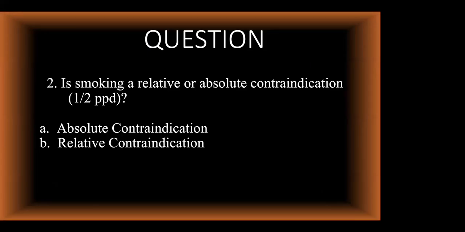Let's do another question. Is smoking a relative or an absolute contraindication? The patient is smoking a half pack per day. Remember, an absolute contraindication is you never do it. A relative contraindication is you can do it, however, you take certain precautions. So everyone answer either A or B, absolute or relative.